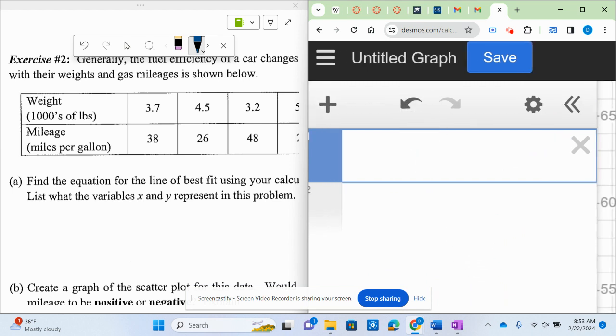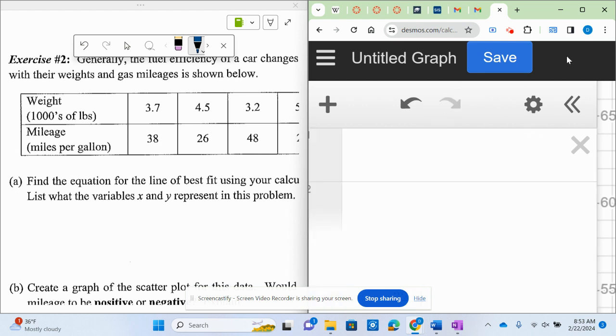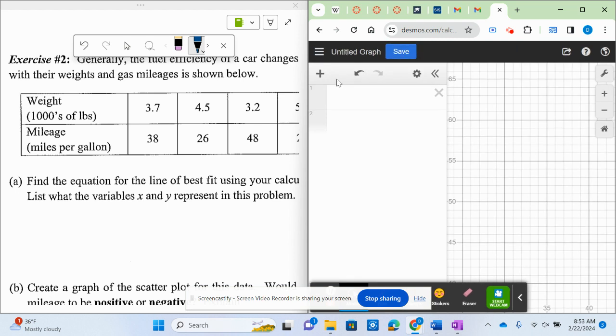Okay. So tell me again, how do I get a table to come up? Press the plus button. Okay, so we're going to press table. Our number 2 question has weights and mileage. The weights are going to represent the X values. If one person's typing, the other person calls off the points for them, okay? Got it? So input your data.